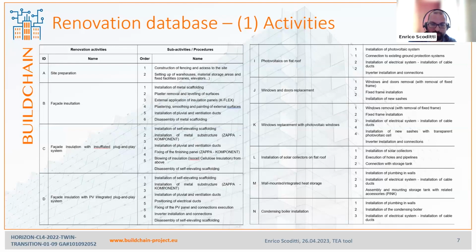This slide presents the main renovation activities identified so far for the TIA tool. There are only 20 activities coded from A to T, named and detailed in terms of sub-activities and procedures to be executed during a renovation project.